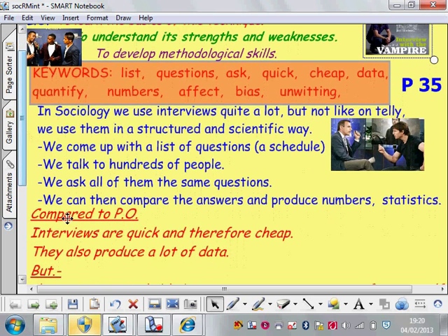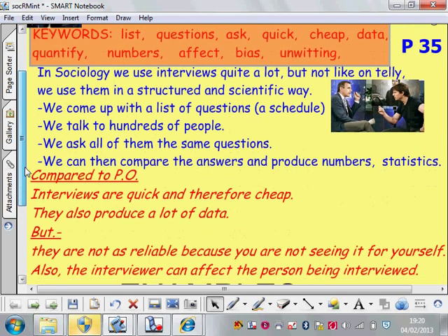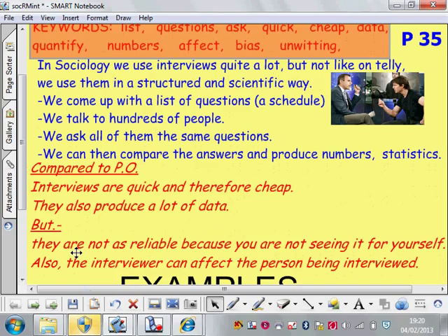Now, compare this to participant observation. Interviews are quick and therefore cheap. They also produce a lot of data, hundreds, perhaps even thousands of interviews, so you can generalize. But they are not as reliable because you are not seeing it for yourself.